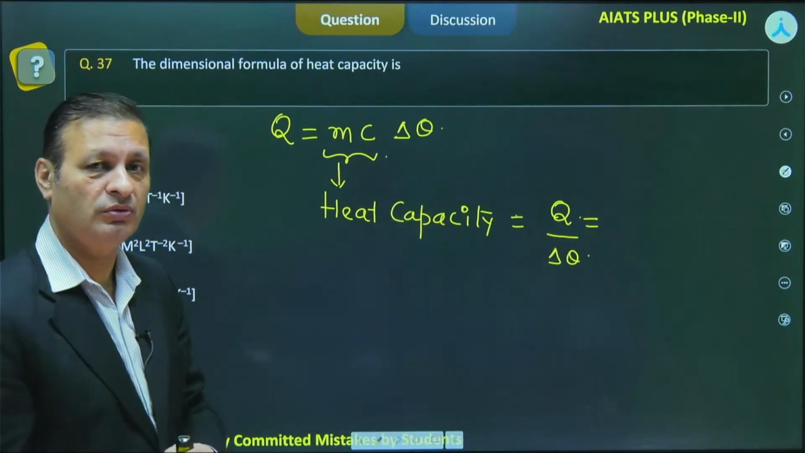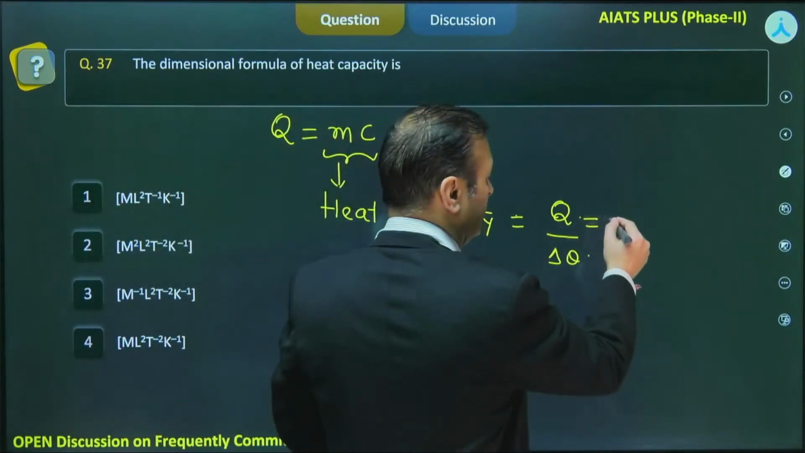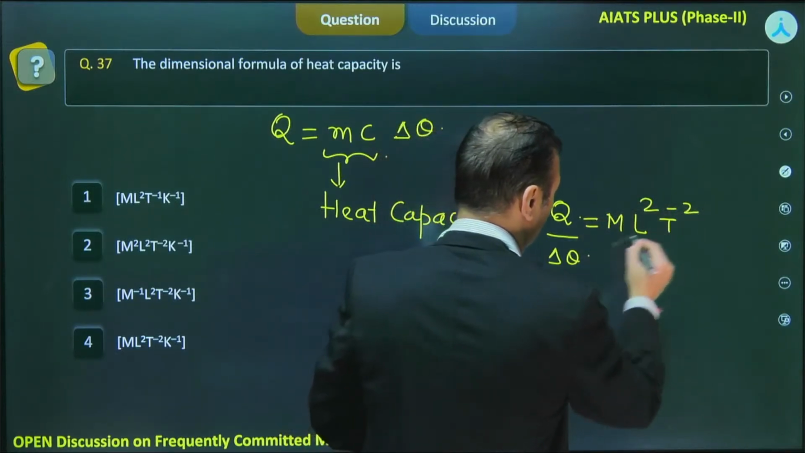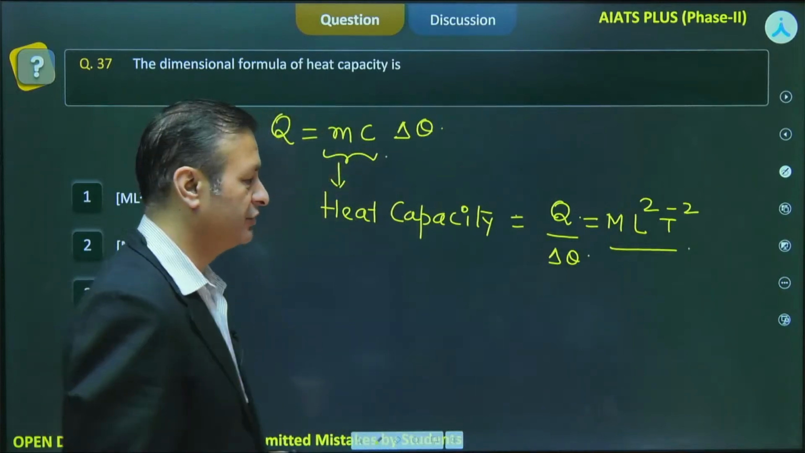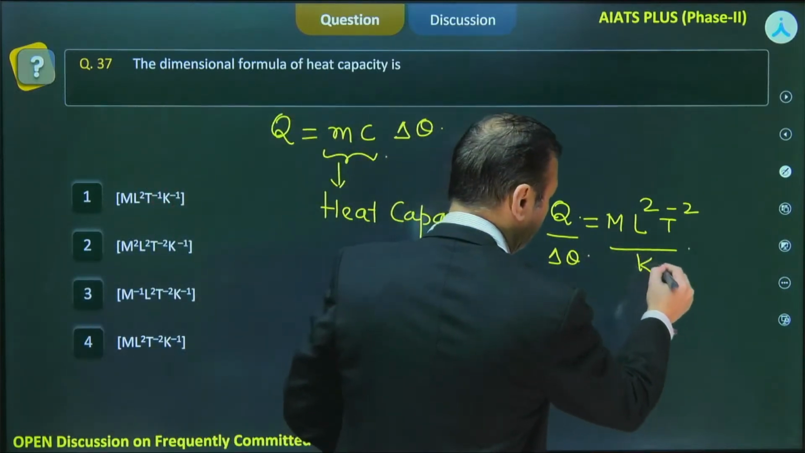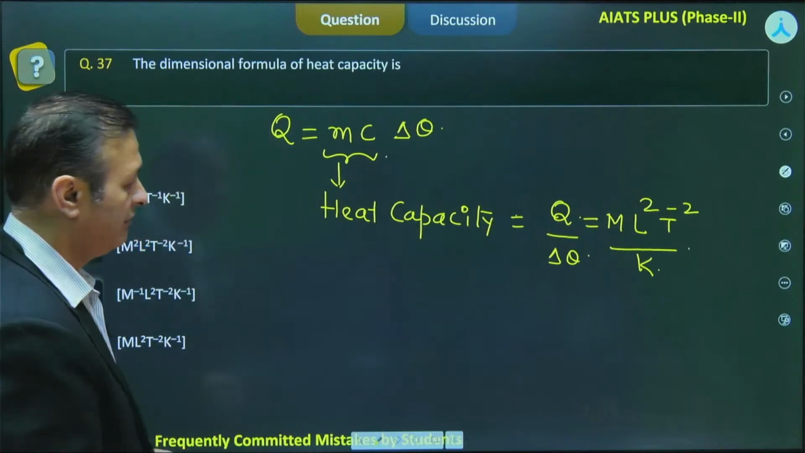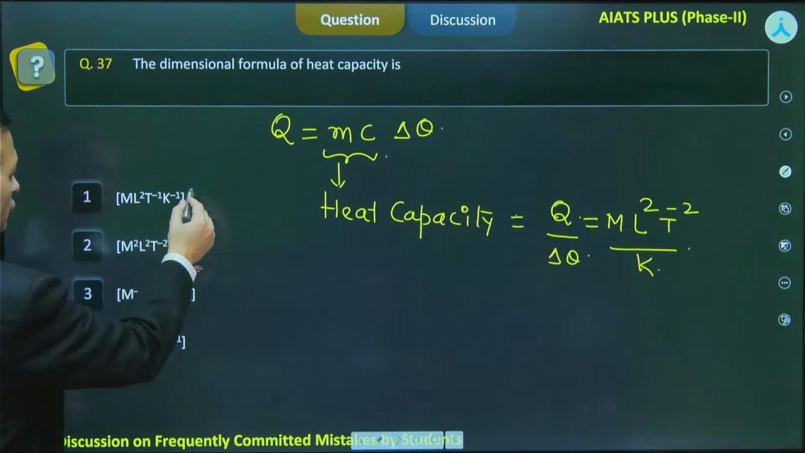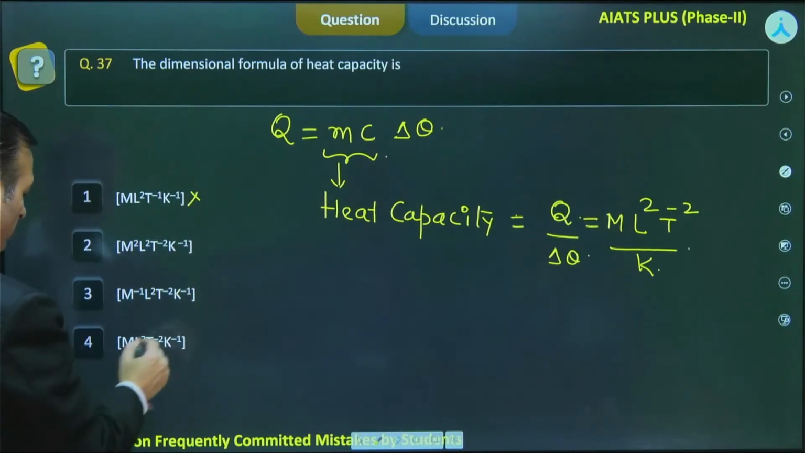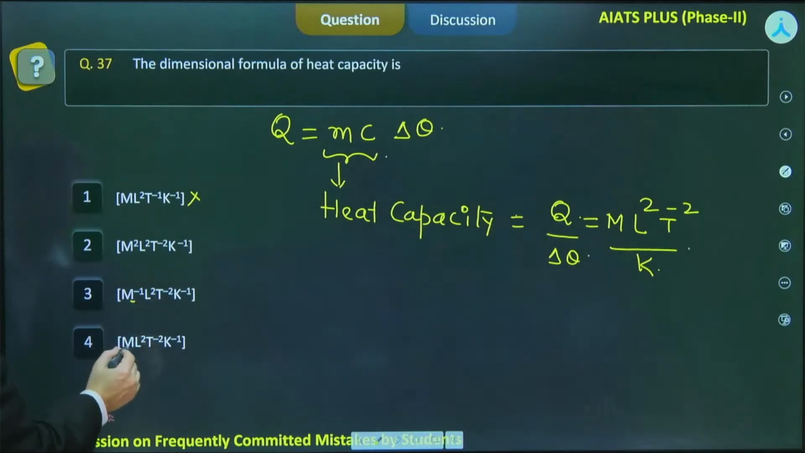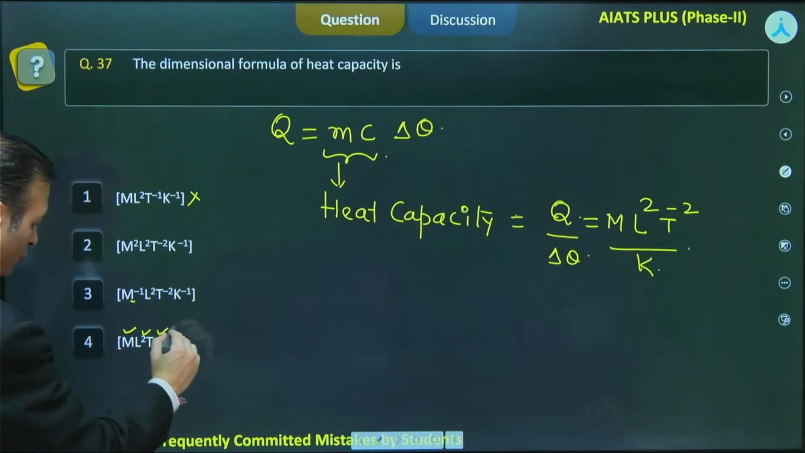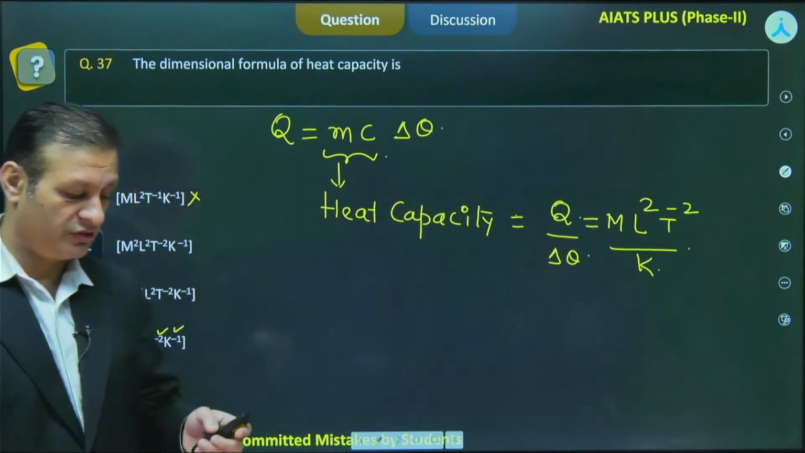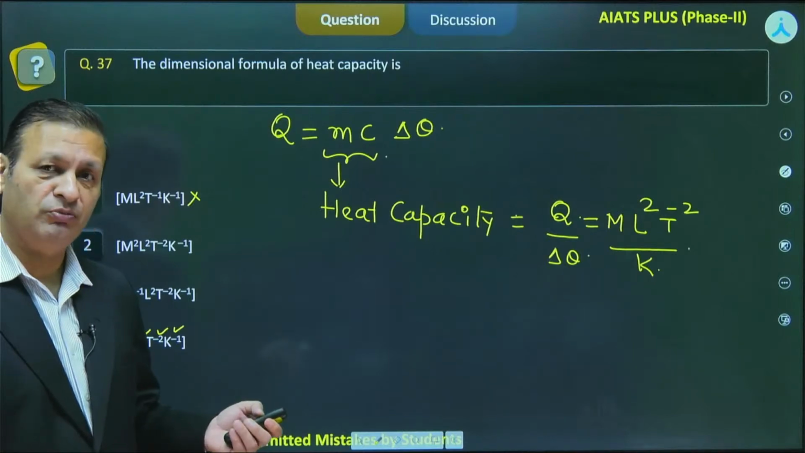What is Q? Q is basically the amount of heat added, so this is heat energy. So M L square T minus 2, that is the formula for the heat energy. Delta theta is in Kelvin, K. So can we pick up the option? M L square T minus 2, this is not the option. This is not the option. This is also not the option. M L square T minus 2 K minus 1, this is the correct option. So this is quite easy, so I'm moving ahead.